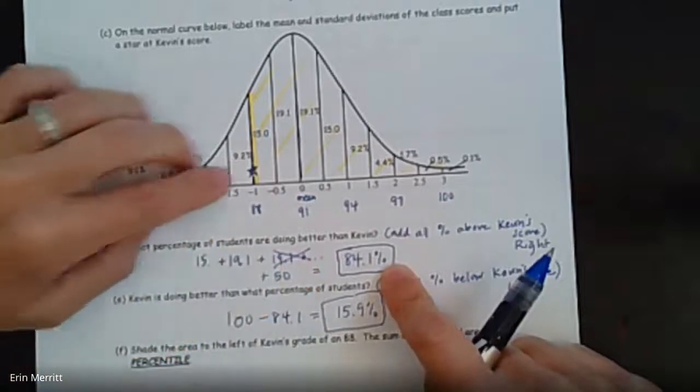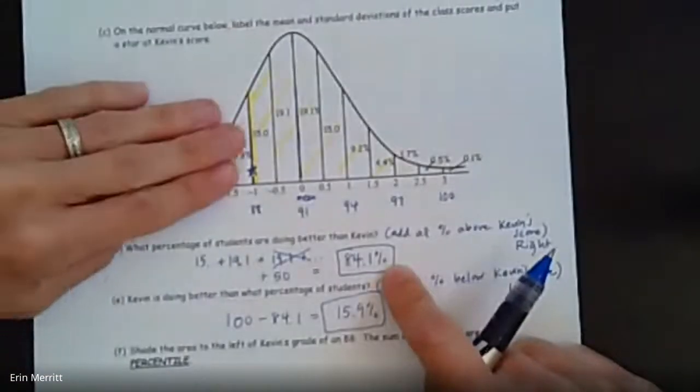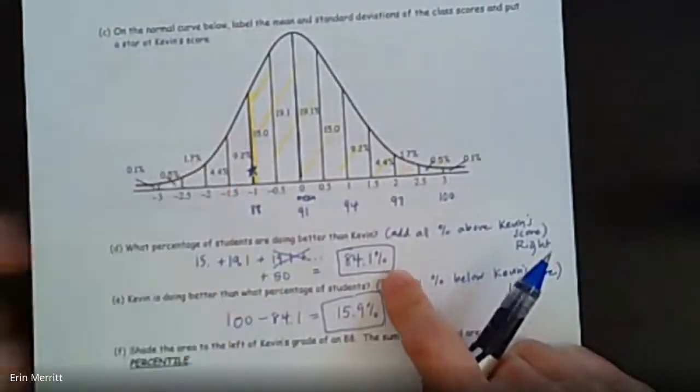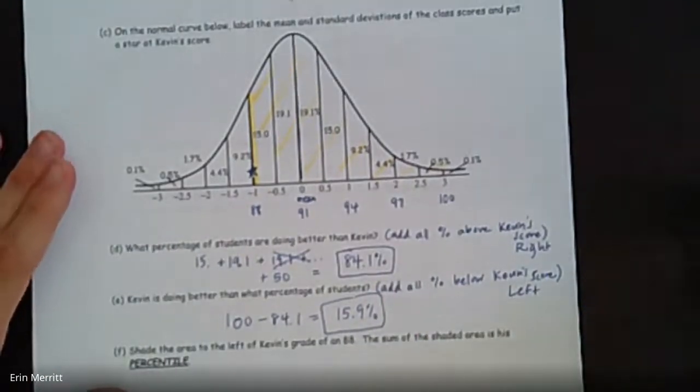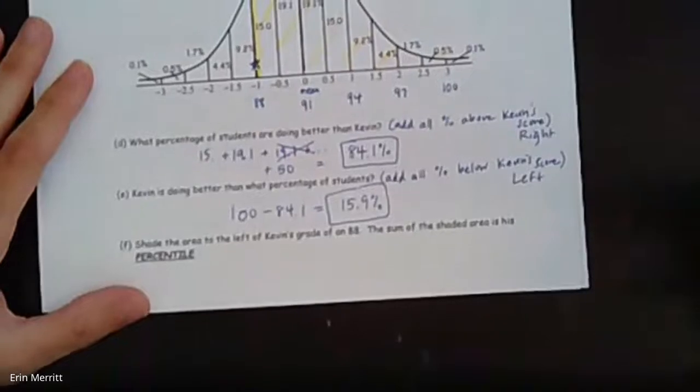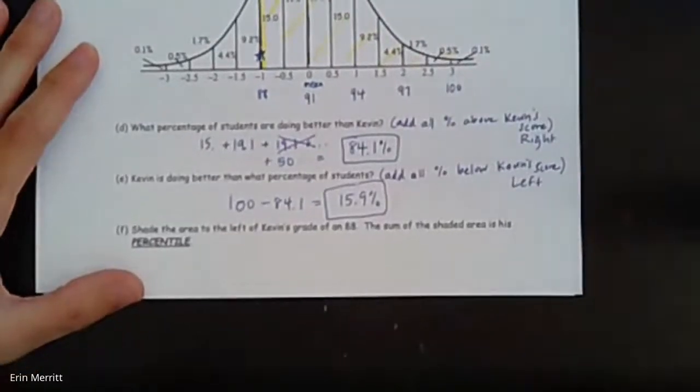We could have said, hey, we've got the full 100% here, except for this part. And we could have taken the approach back with that. So keep in mind, lots of ways to get to that answer. All right, last part. It says shade the percentile, or the area to the left of Kevin's grade. That area is the percentile.